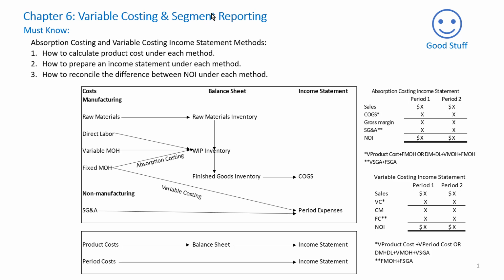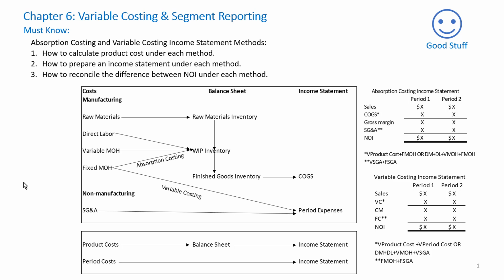This video focuses on variable costing income statements and absorption costing income statements. These are two different methods for presenting operating results with two different purposes. The variable costing income statement is prepared for internal users and is an excellent tool for decision makers. The absorption costing income statement is required by GAAP for external reporting.